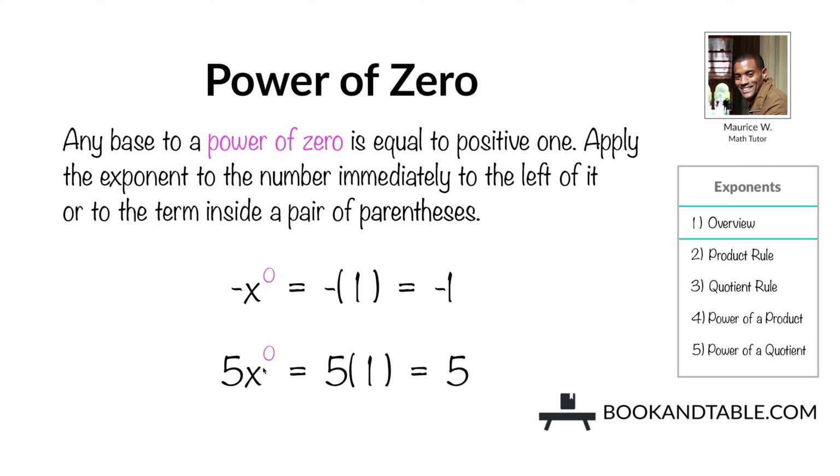Again, the exponent is only applied to the number immediately to the left of it if there's no parentheses. So here, the 0 applies to the x. So this becomes 1. So you get 5 times 1, which is equal to 5. So throughout this chapter, you want to be very careful as to what term or which terms the exponent that you see is being applied to. So be very careful as you are multiplying variables, simplifying expressions, and so forth.